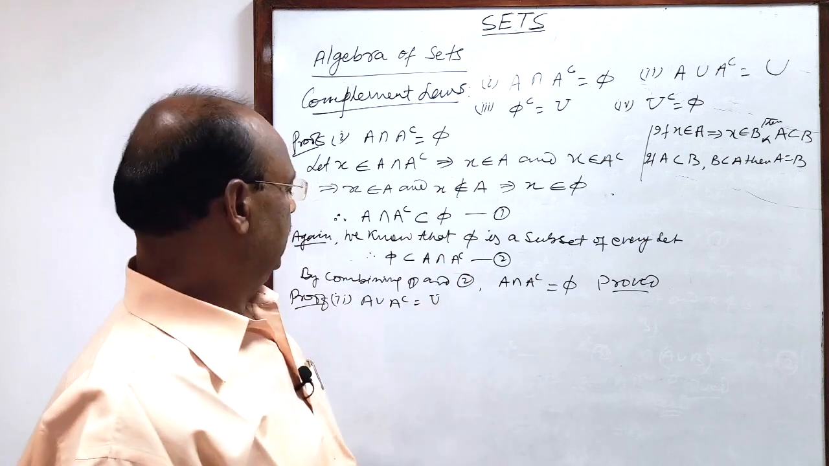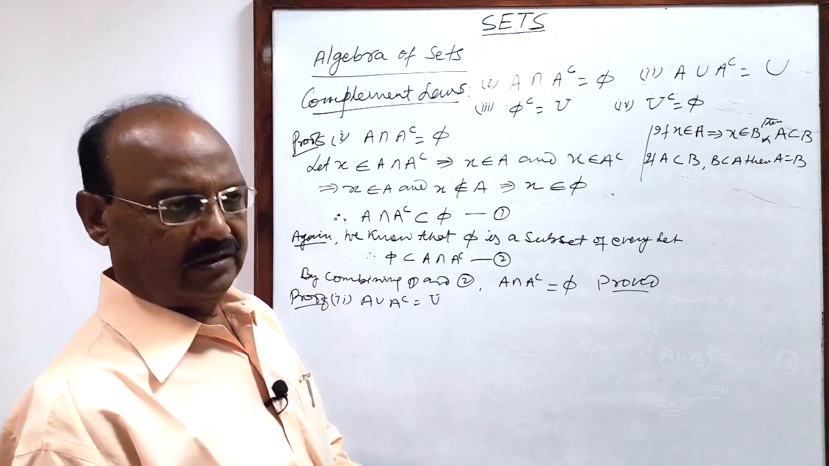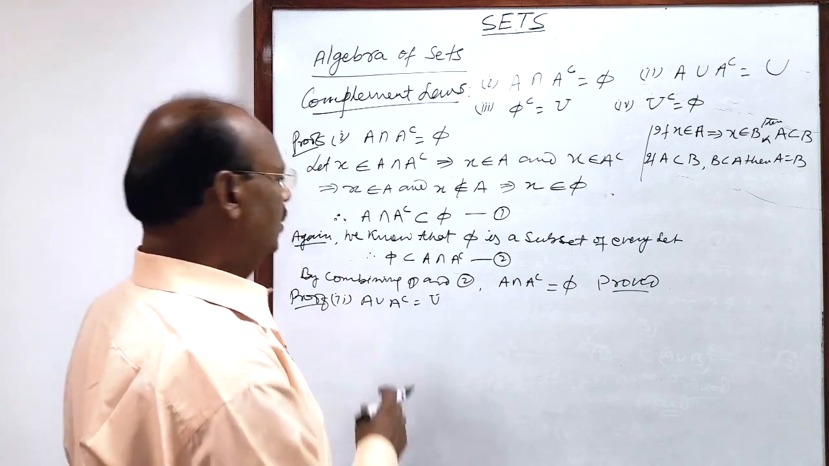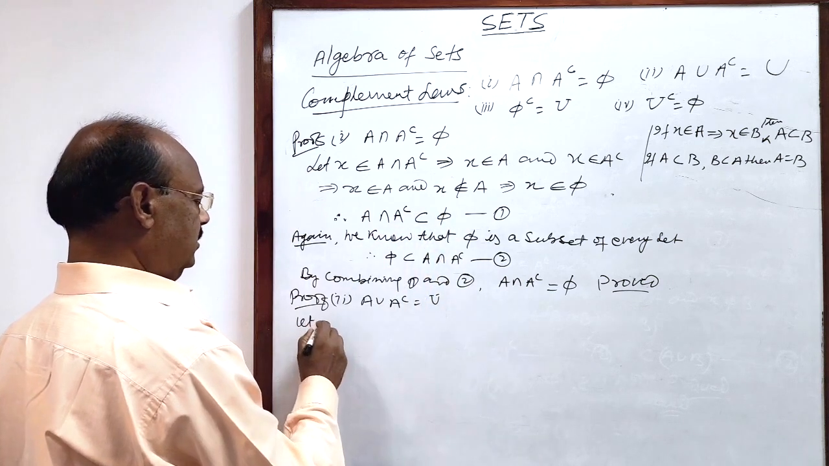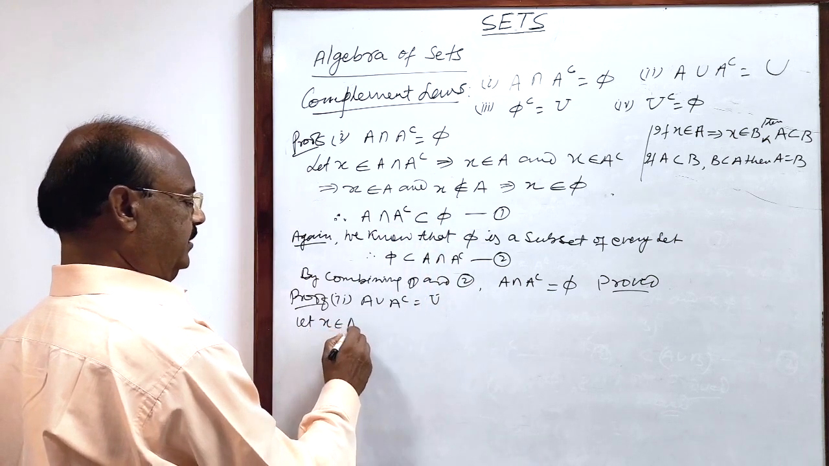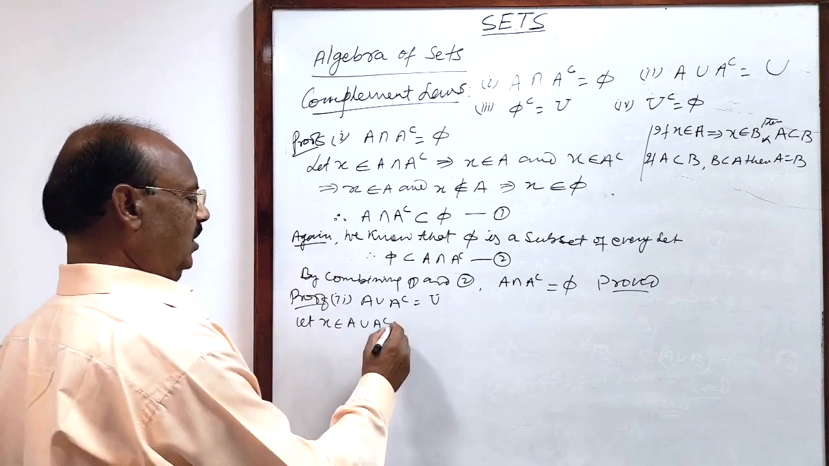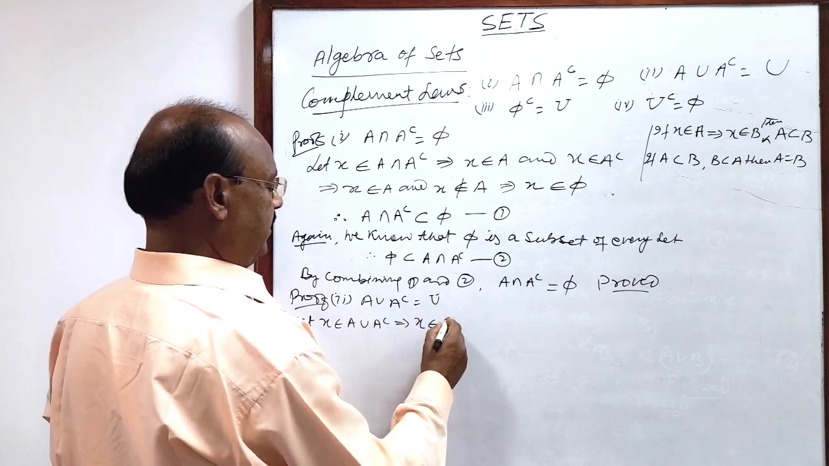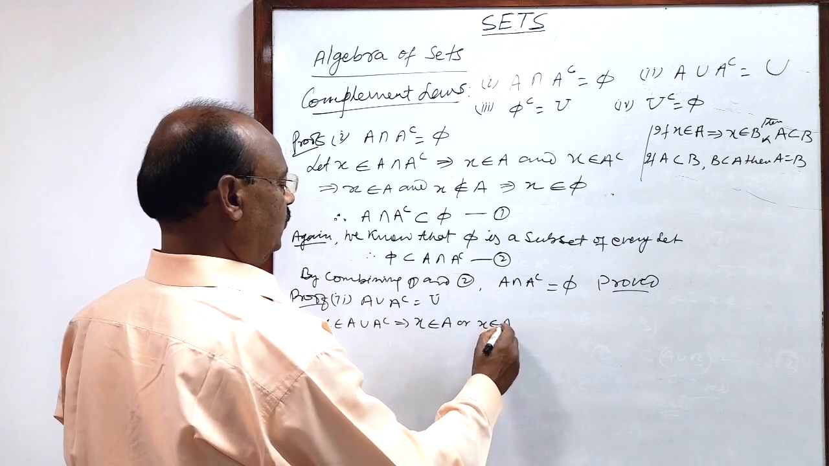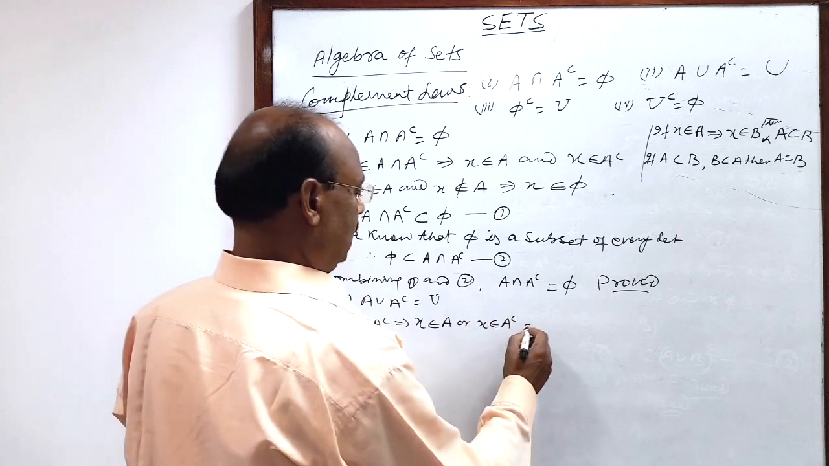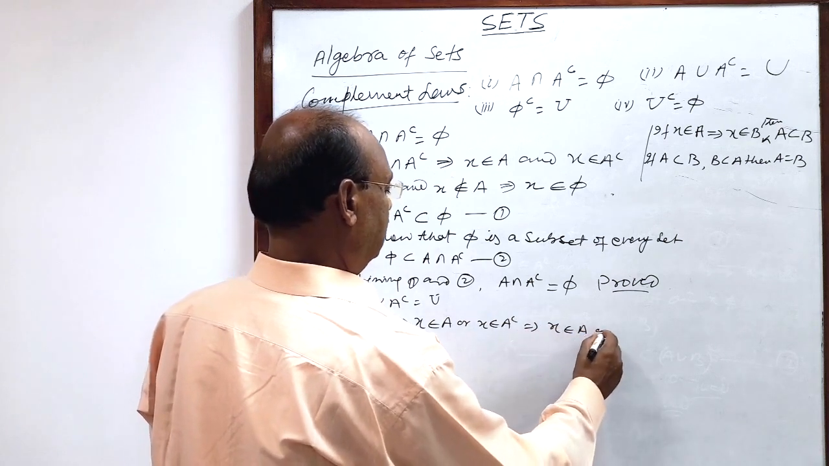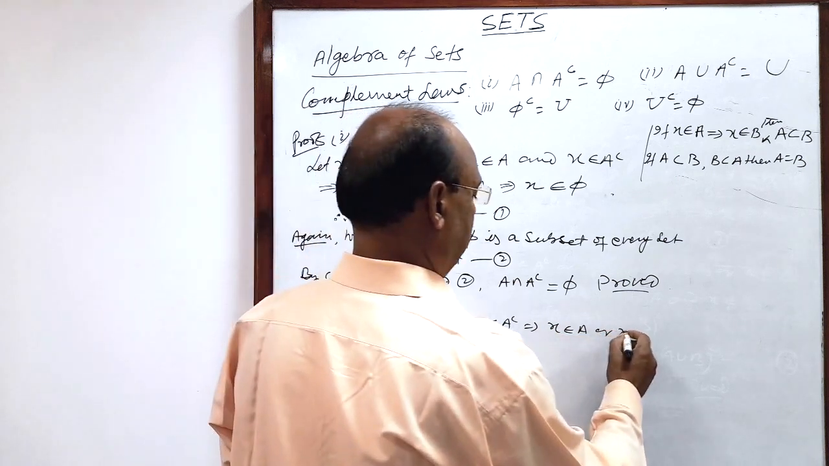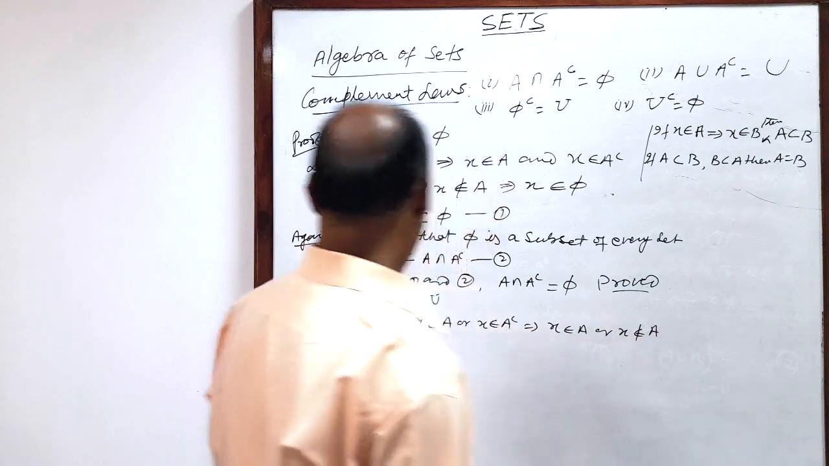You know what is the universal set? The universal set is the biggest set under consideration. This is the superset and other sets are subsets of the universal set. So by the same process, let us start. Let X belong to the left hand side, A union A complement, and this implies that X belongs to the union of two sets. It means X belongs to set A or X belongs to A complement, which means X does not belong to A, or X does not belong to set A.